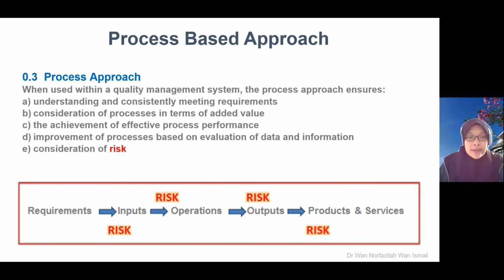Okay, so you look at the bottom, there is requirements. Okay, yang ni the very first stage. You look at the customer requirements and then what are the inputs, needs, operation, outputs and the final products and services. So each of the stages have their own risks. Okay, identify the risk, reduce the risk is also in the process. So to get a quality management system, you need to look at the process based. Okay, once you achieve the process based approach, then you can get a very good quality product. Okay, that is on process based approach.